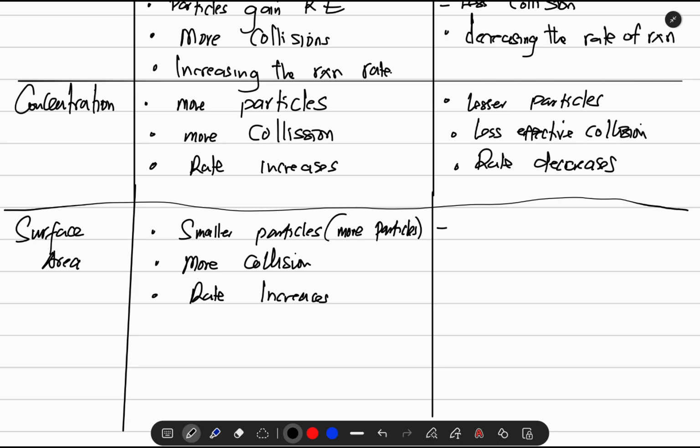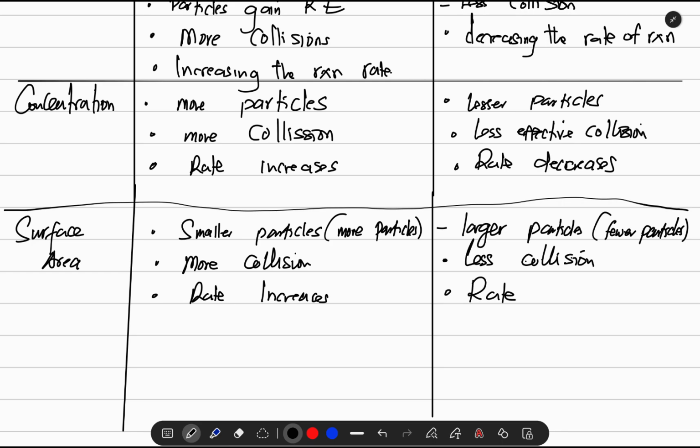A large surface area means larger particles, meaning there are fewer particles because they are large. Because of this, there's less collision and the rate decreases.